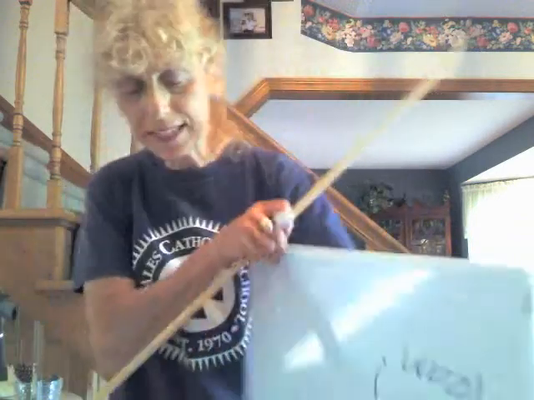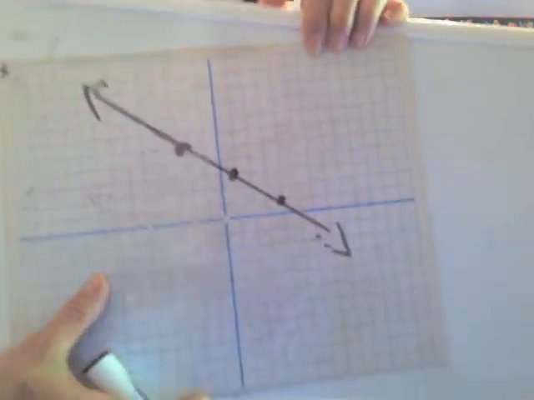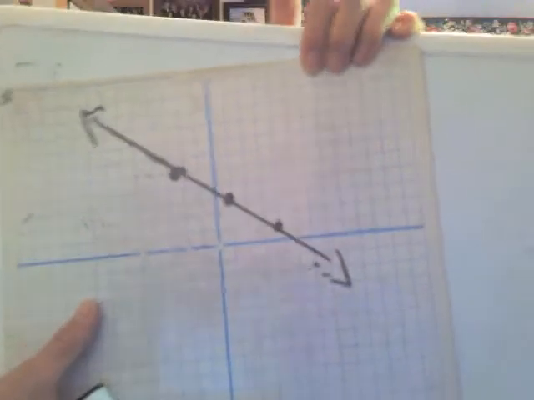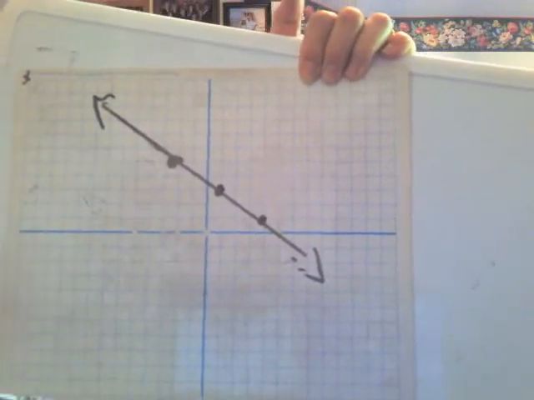So let me show you what it would look like on a graph. What happens if it's on this graph? And I've already drawn a line for you on the graph. And notice I have some points, and I connected the points to make a line. Now let's see if we can find the slope. Remember, it's rise over run.